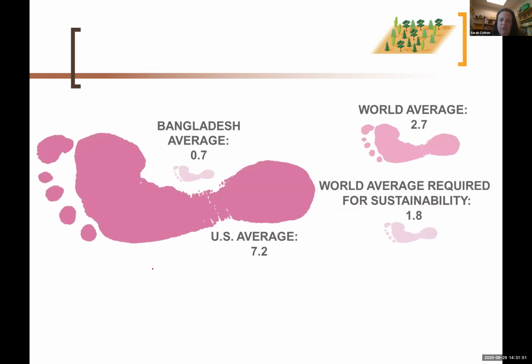And so they're using these beautiful footprints of different sizes to kind of help visualize the amount of resource use, right? So the US average ecological footprint is 7.2, right? Worldwide is 2.7. The amount that the world needs to be in order for us to be sustainable, right, to not use more than we have, is 1.8, right? By comparison, they've chosen in this example to show Bangladesh. So they're at 0.7.